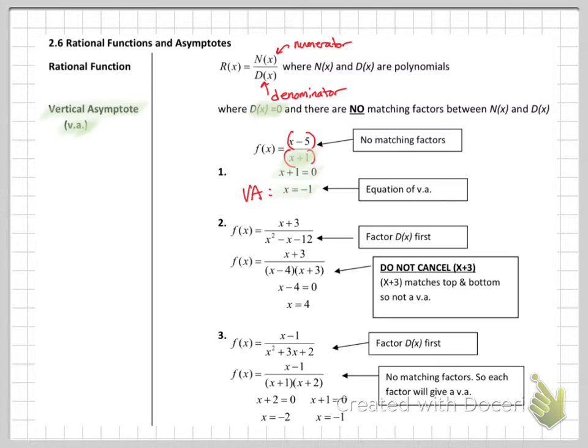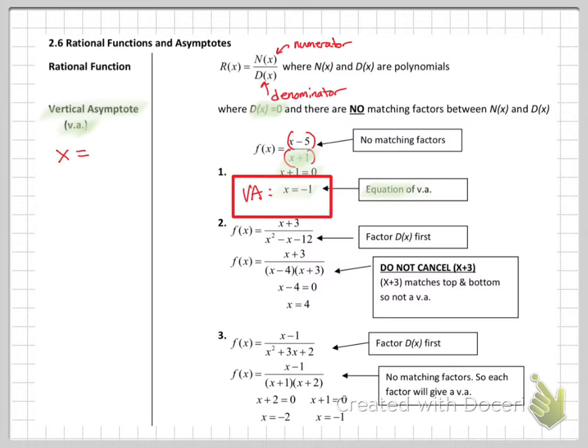The test is going to have a lot of answer blanks, or you can make the answer blanks for yourself. The vertical asymptote happens at x equals -1. Notice it says equation over here. Without the x equals, it is not a vertical asymptote, it's just a number. So make sure you remember x equals for your vertical asymptotes.